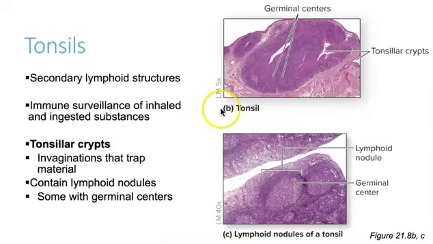Now, taking a look at the tissues here, we classify it as a secondary lymphoid structure, and it too is going to work as a type of immune surveillance of inhaled and ingested substances. So if we look at the tissue, we see these deep invaginations that we call tonsillar crypts, and they are there in order to trap materials, and we can hopefully come into contact with the immune cells that we find within the lymphoid nodules here. And some of these, if you look closely, are going to contain that germinal center.